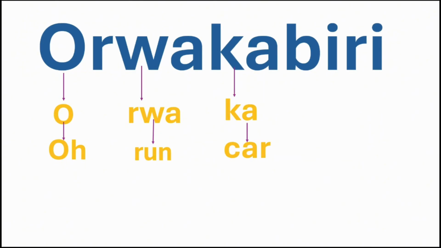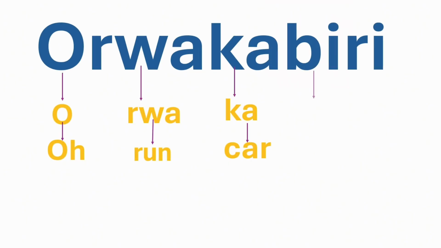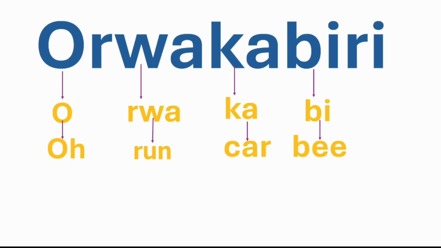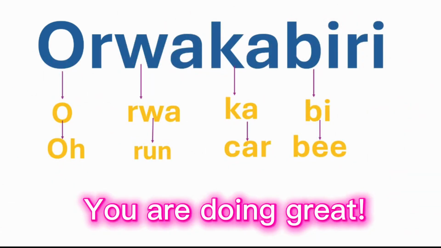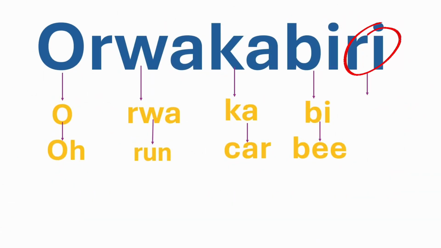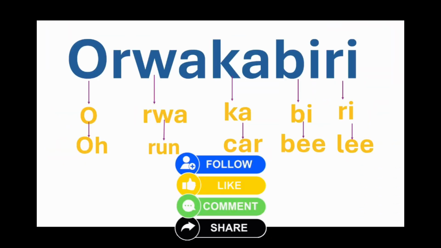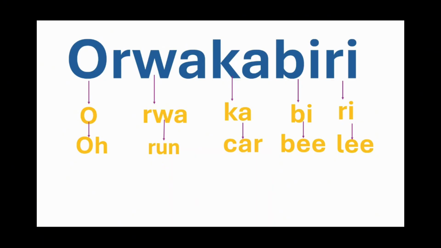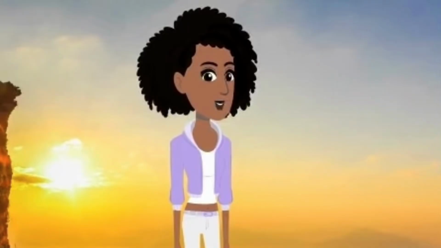Orwaka. B and I is bi, as in the word bee. Orwakabi. Then we have RI, as in the word Li. So the word for Tuesday in Rukiga is Orwakabiri.